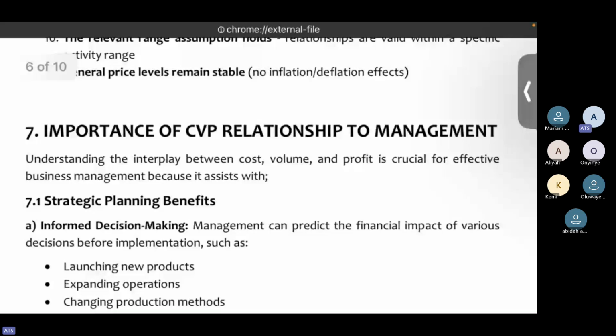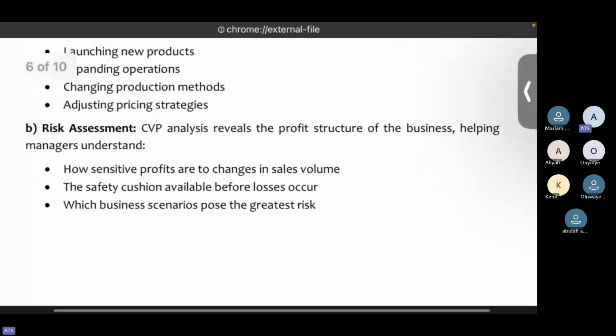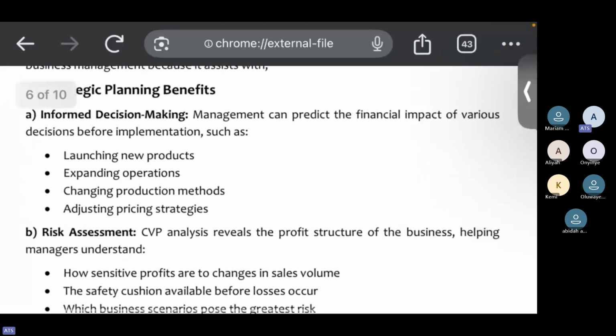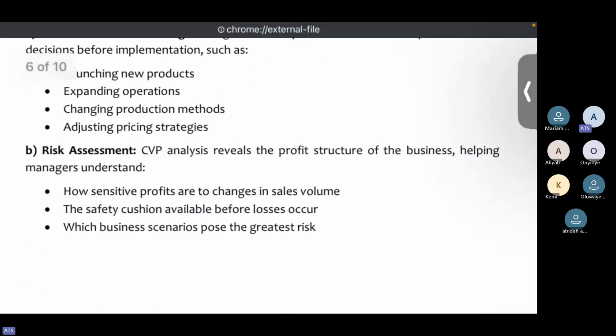It helps management to make decisions. Should I launch a new product? Should I expand my operation? Should I change my production method? All these things, you would understand it better when you use CVP analysis. CVP analysis also helps to analyze risk.